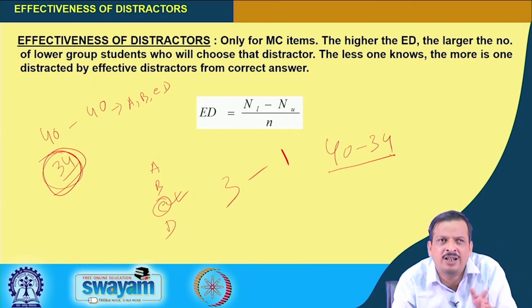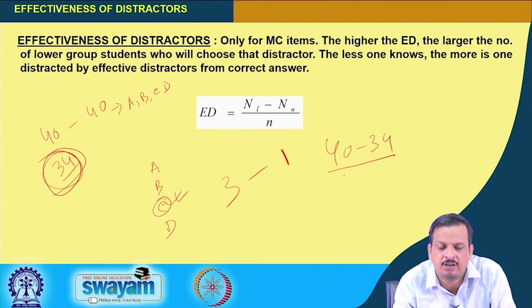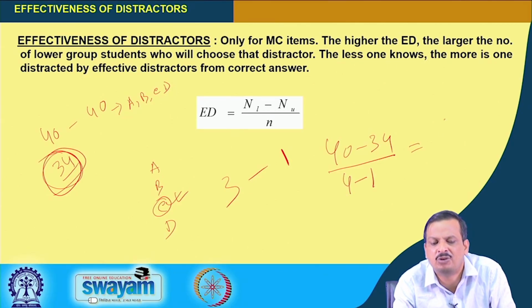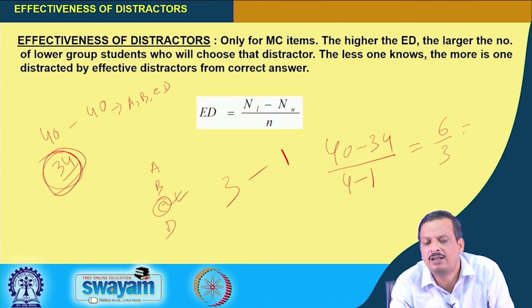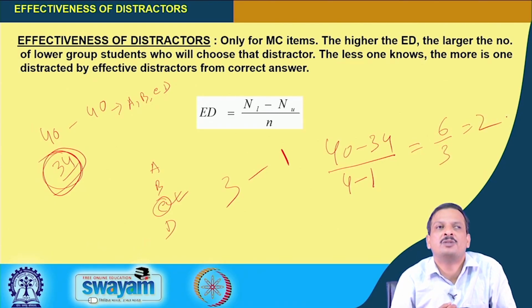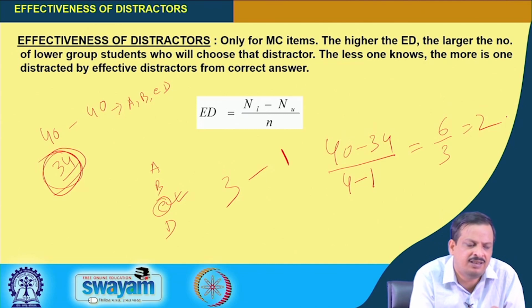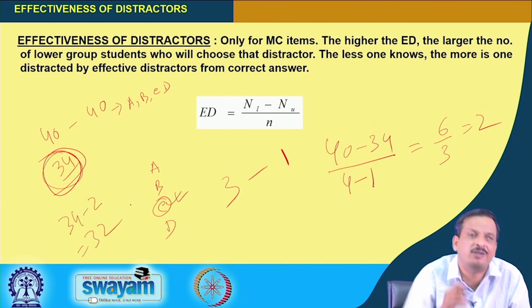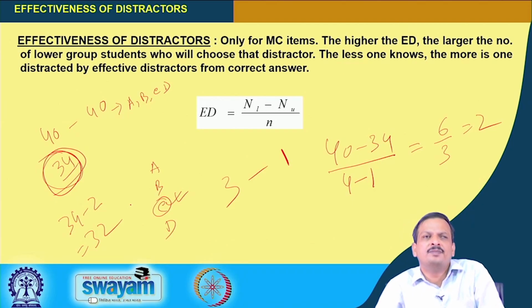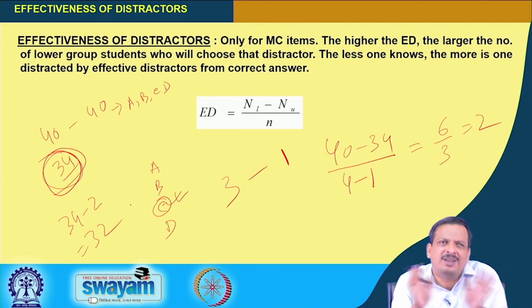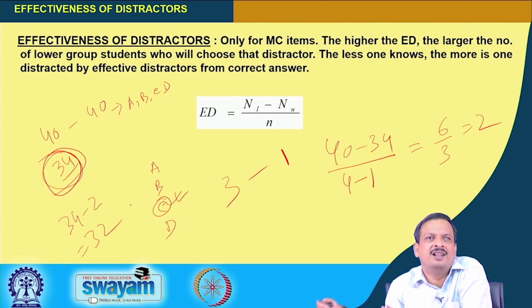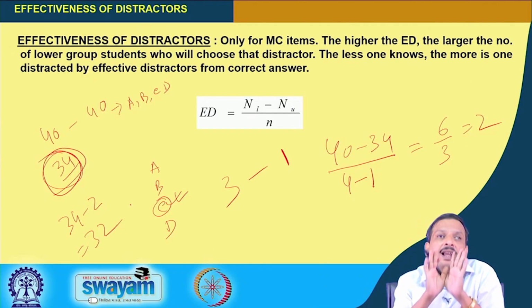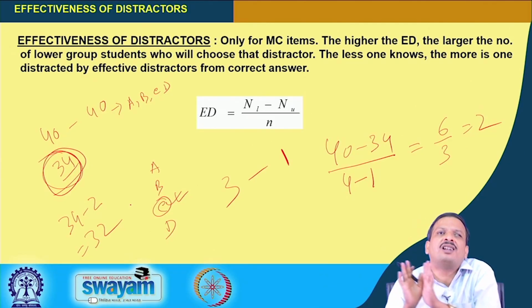So, how many choices? If it is 4 choices, it is number of choices 4 minus 1. So, it is 6 by 3 equal to 2. So, the correct marks is 34 minus 2, equal to 32. A student may say, sir, I have not guessed, but I don't consider that. I am considering guessing is allowed and I want to correct for the guessing.